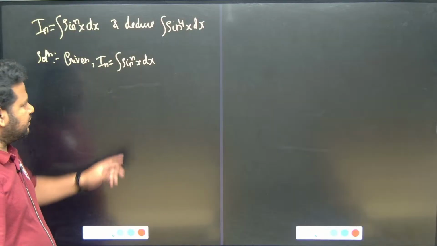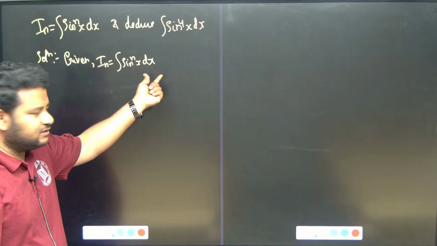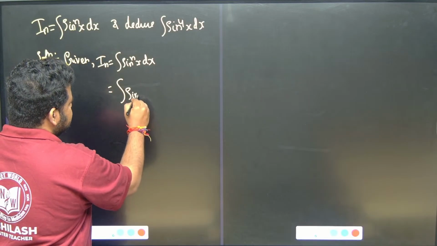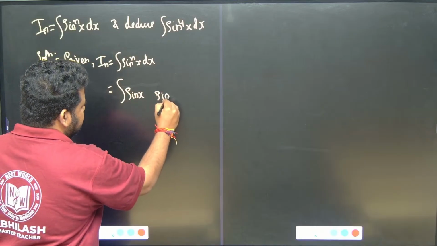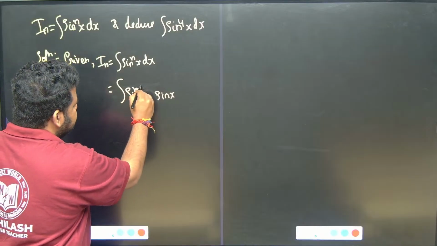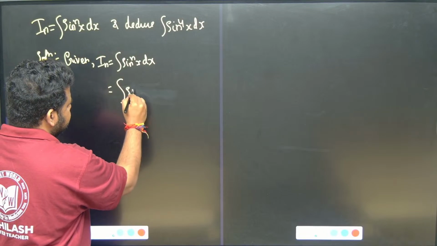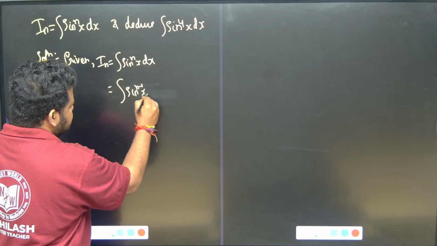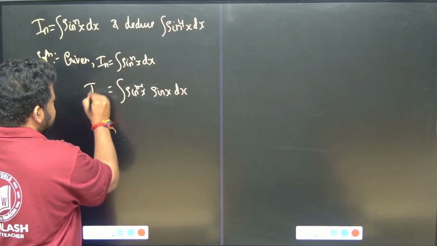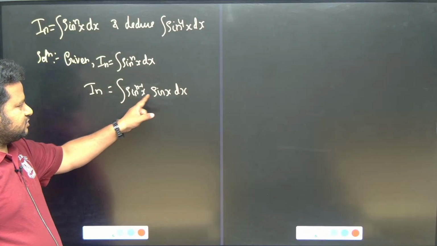Next step is very important. What will you do with sin nx dx? One power of sin you will separate out. So instead of writing sin nx, you will write sin, and one sin you have removed, so this will become sin n minus 1 x into sin x dx.